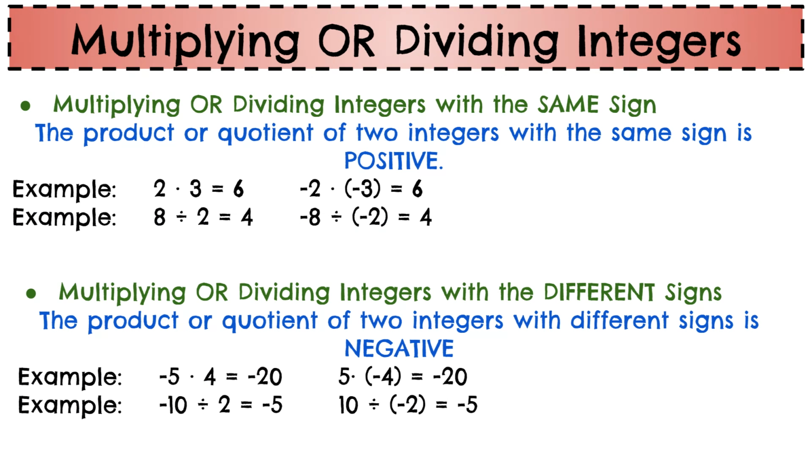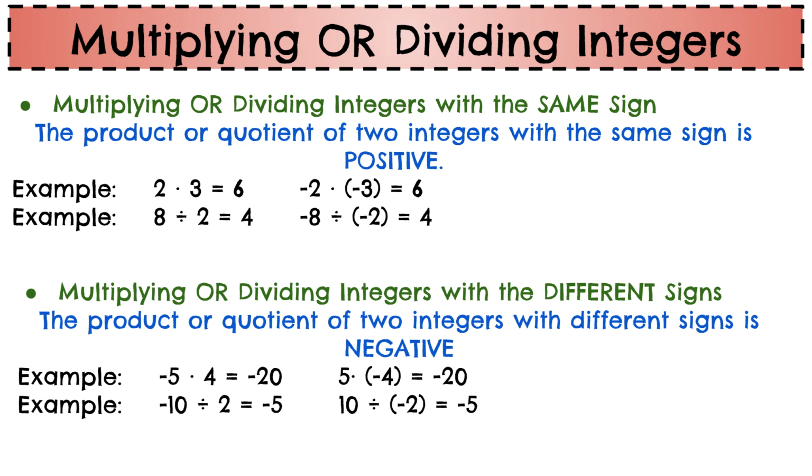So here we go. Here are our basic rules for multiplying and dividing integers. They're actually the same. Multiplying or dividing integers with the same sign means that the product or quotient of those two integers will always be positive. For example, a positive 2 times a positive 3 is 6. A negative 2 times a negative 3 will also be 6. It's almost like the negatives cancel each other out. It's the same thing for division, as you can see in the example of 8 divided by 2.